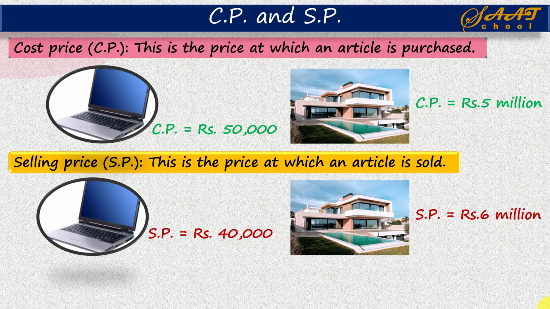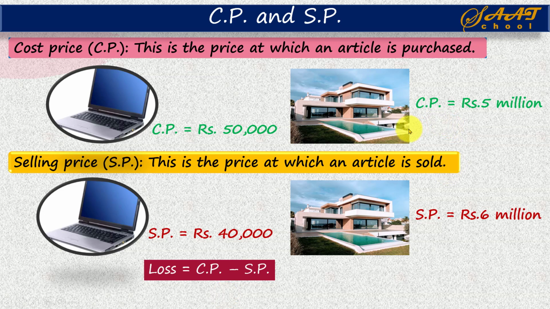Here in the first example, you bought the laptop for 50,000 and you sold it for 40,000. Now, if you compare, then you have a cost price which is higher than the selling price. In that case, you are in loss, meaning the loss is cost price minus selling price.